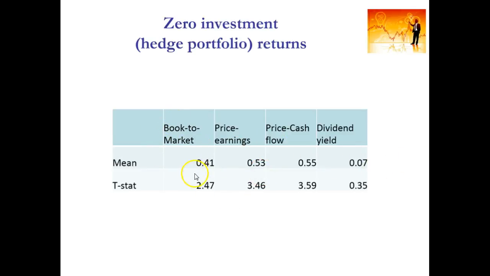So for the book-to-market ratio, value stocks outperform growth stocks by about 0.41% per month. That number is 0.53 and 0.55 for price earnings and price to cash flow ratios respectively, and quite low for dividend yield. Now if we're thinking from a statistical perspective, for book to market, price earnings and price to cash flow ratio, the difference between the returns on the value and growth portfolios is statistically significant. Okay, so not only are we seeing economically large return differentials of about 0.5% per month, but from a statistical perspective, they're also significant. So that's the evidence for the US.